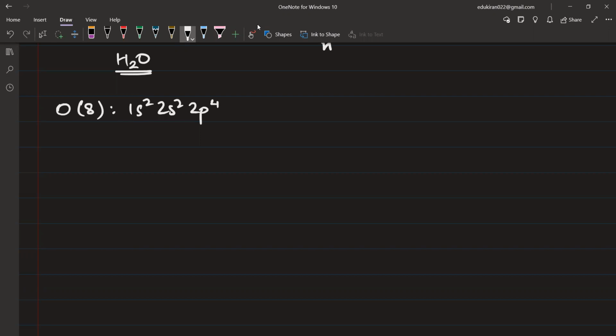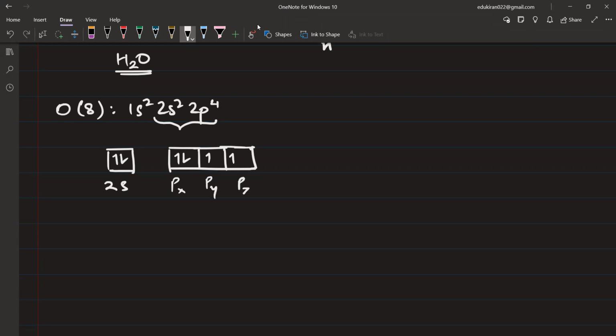2 is the valence shell. That means these are the electrons which will be taking part in the bond formation because these are the outermost electrons. So if I draw the 2s, then you'll have 2 electrons in the s orbital, and 4 electrons in the p orbital. This is 2s, and this is Px, this is Py, and this is Pz.